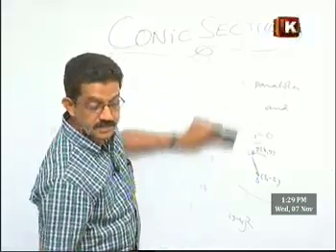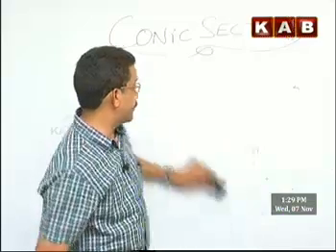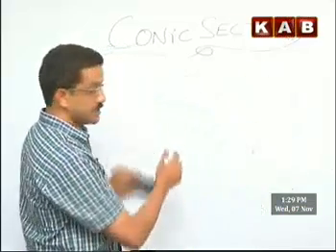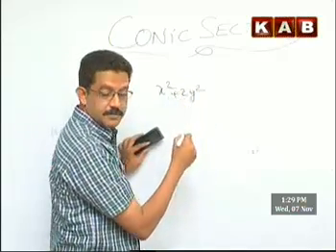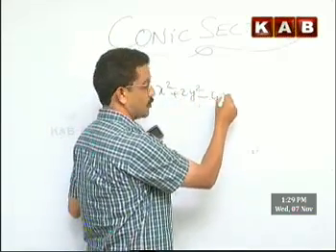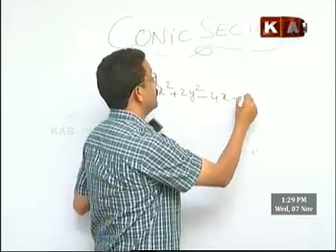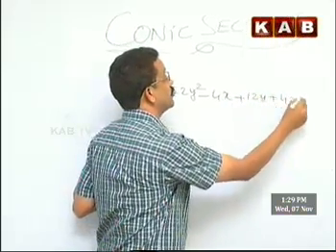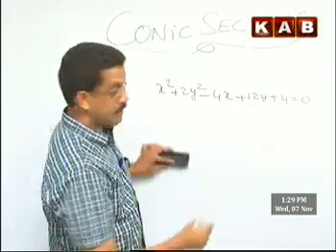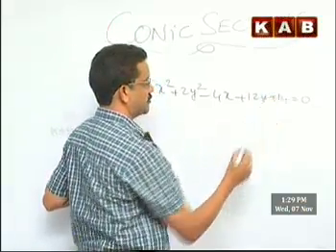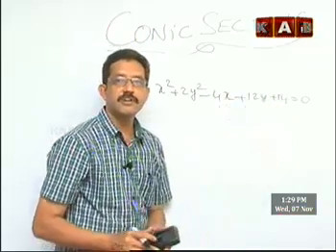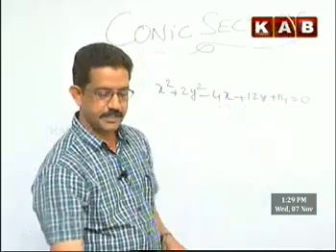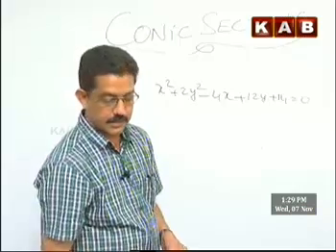Next question is for the ellipse. He is asking us for the ellipse x square plus 2y square minus 4x plus 12y plus 4 is equal to 0. Look at this, for the ellipse, sorry, the constant should be 14, we should be careful: x square plus 2y square minus 4x plus 12y plus 14 is equal to 0. Find eccentricity. That is the question.